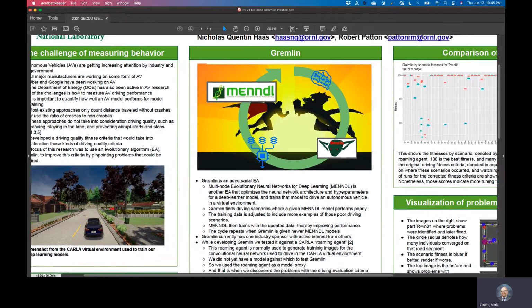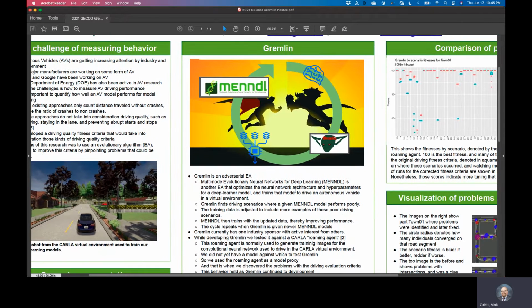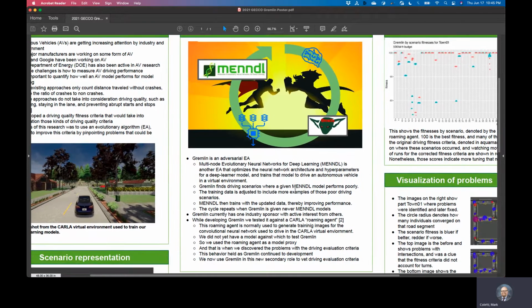So what we were going to use was something called Gremlin and Mendel. The original intent for Gremlin was to be an adversary for Mendel. Mendel is another evolutionary algorithm that was going to take training data, represented by this icon here, to train a convolutional neural network. The output is shown here.